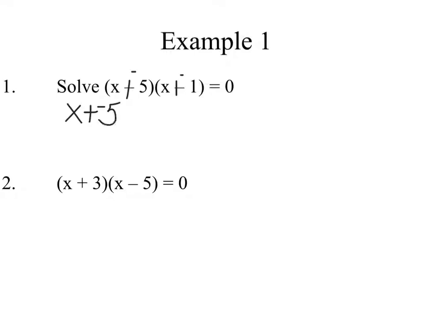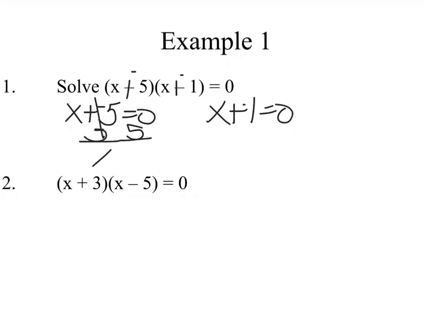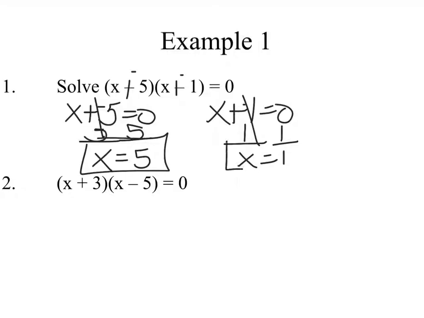So x plus negative 5 equals 0, and x plus negative 1 equals 0. Move the negative 5 to the other side by adding positive 5, and we get x equaling 5. I'm going to move my negative 1 to the other side by adding 1. We get x equaling 1. My 2 answers are 5 and 1.